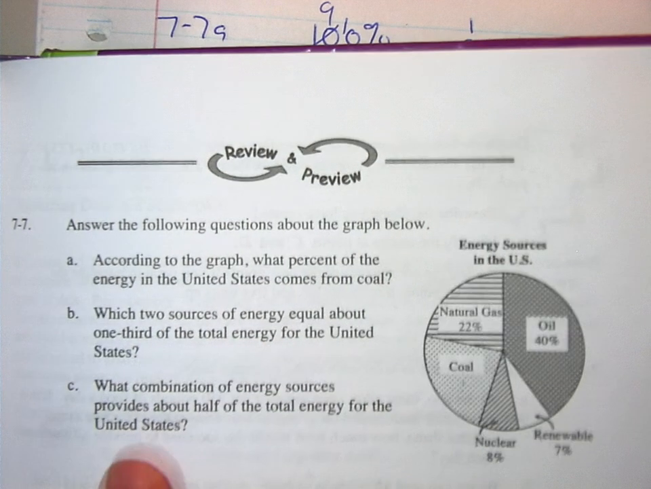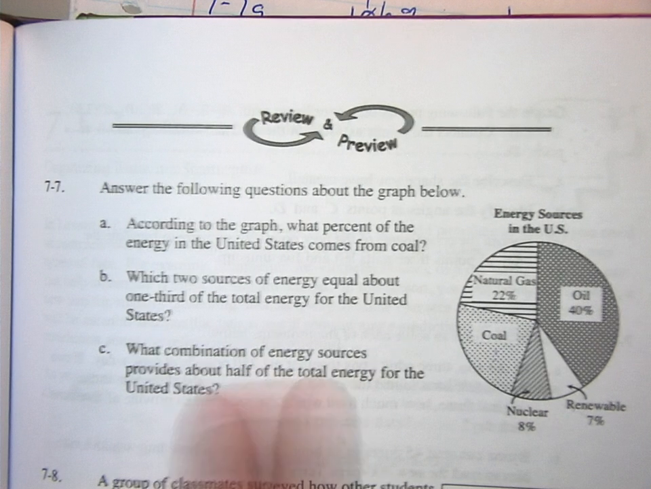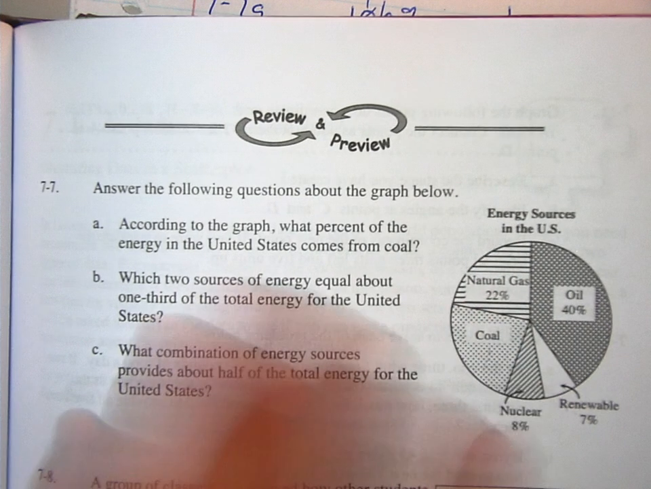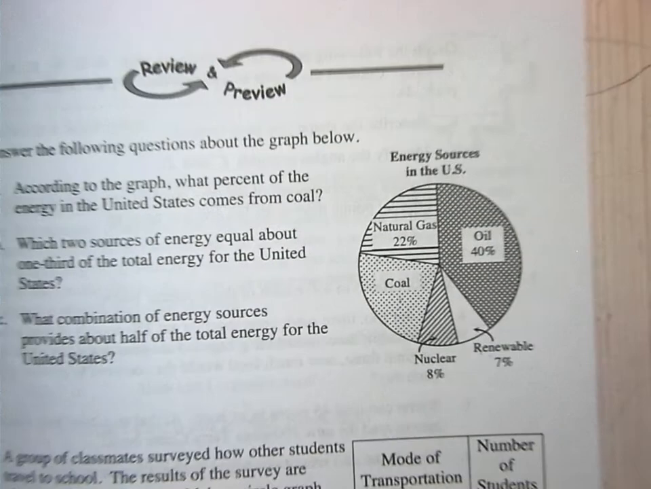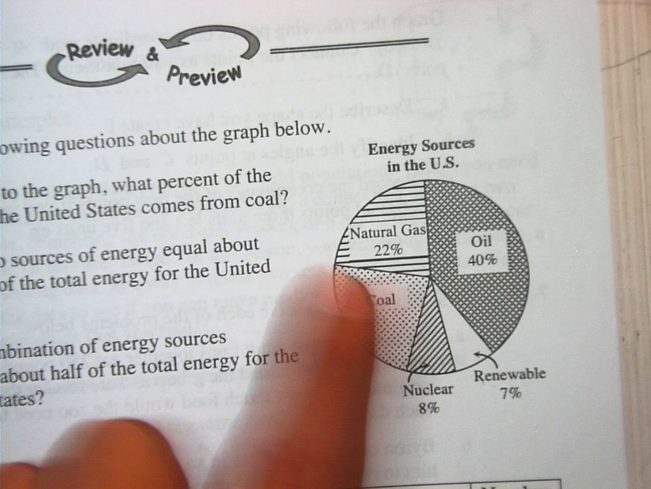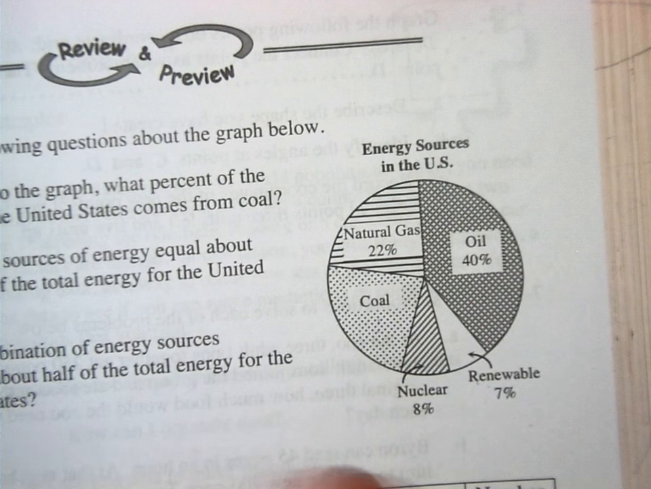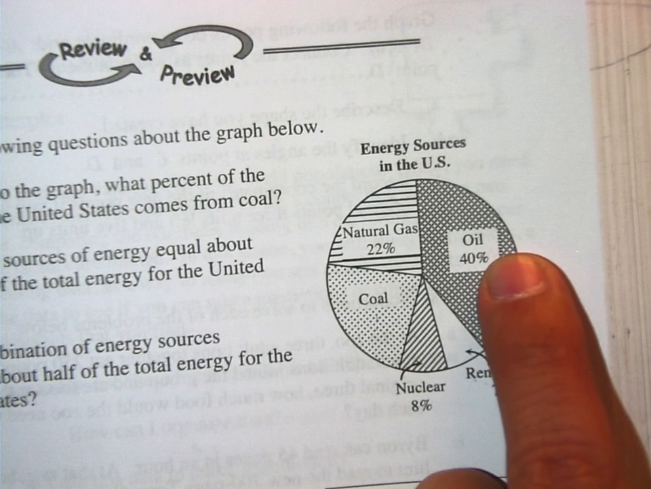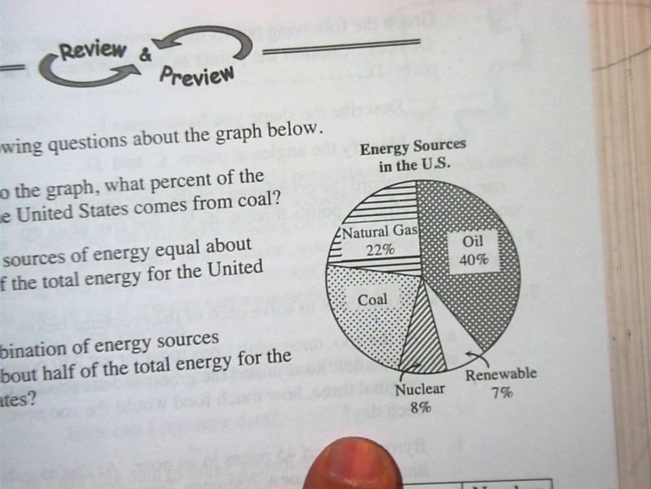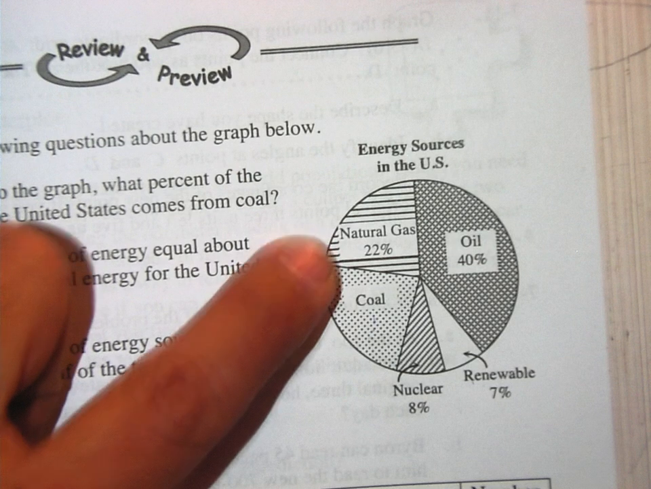Now C says, what combination of energy sources provides about half of the total? So which two or three will give you about half of the energy sources? Oil. You said oil. Gabriel Torres said oil and what? So half is 50%, right? So 40 plus what? Which one will give you close to 50? 23 and 22, that's 45.